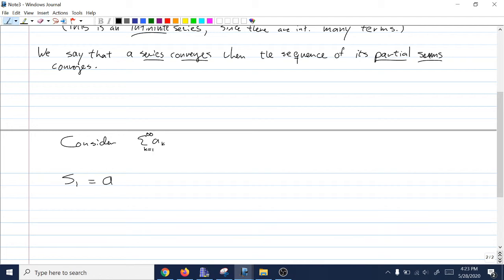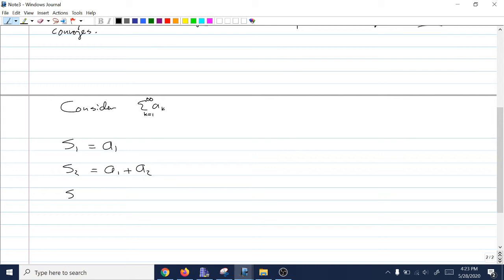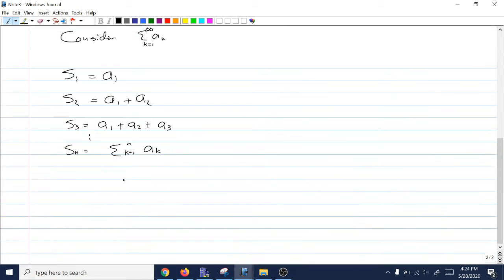S_1 is defined to be a_1 for this. S_2 is a_1 plus a_2. S_3 is a_1 plus a_2 plus a_3. And in general, S_n is the sum from k equals 1 to n of a_k, the sum of the first n terms. These are finitely many things added. You're definitely allowed to add finitely many things.